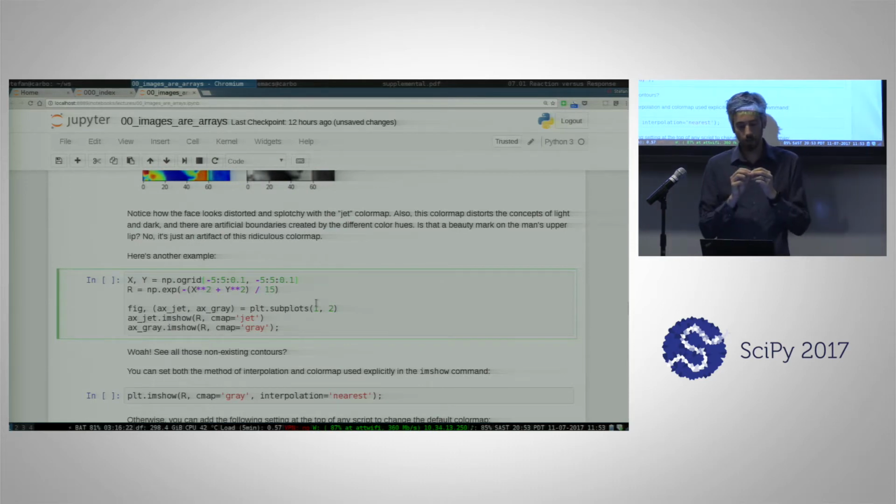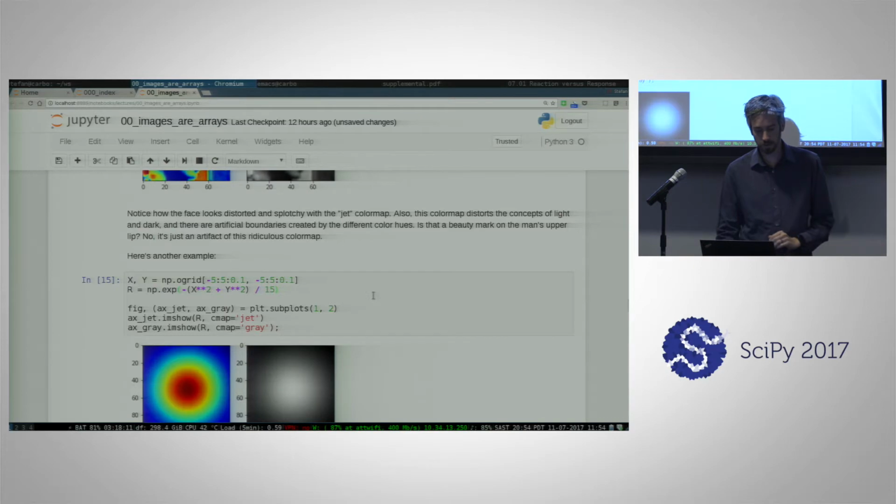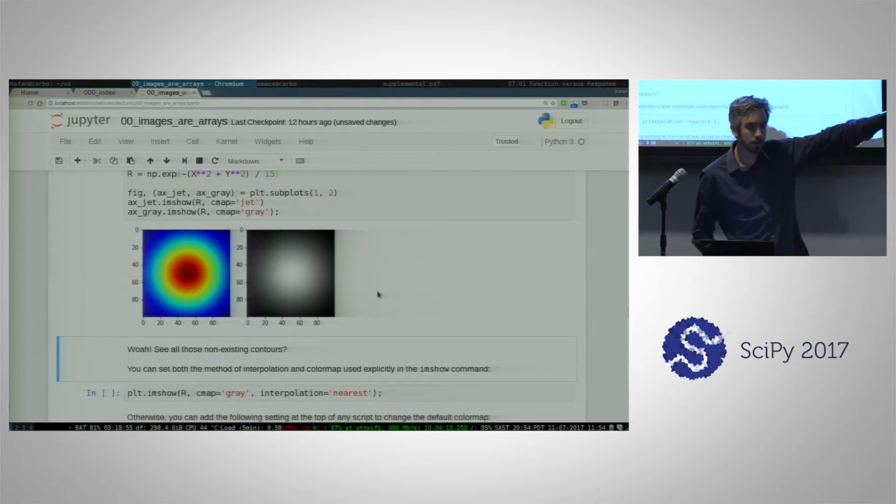Now I'm going to calculate the radius from the center. I do that by using broadcasting in NumPy. So I say x squared plus y squared, and I just scale that by 15 to shrink it in a bit. So the exponent of -(x squared plus y squared) over 15. Let's plot that function. So there it is with jet, and you can see very clear ringing on the side as well.